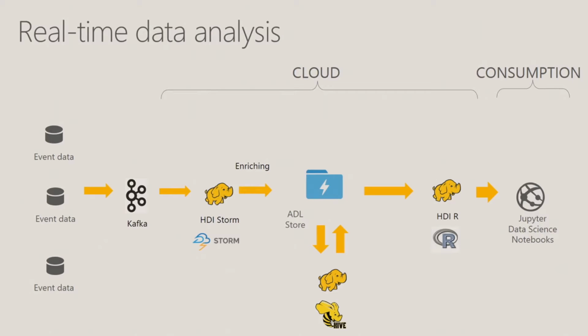You have Storm, that is Storm running on HD Insight, that is taking the data, putting it in the data lake store. You have Hive scripts that are running on top to do the batch analysis. And then you have customers doing interactive analysis using notebooks against Spark server running on HD Insight. And as you probably know, Strata is the other conference that's running in parallel in New York, and this is probably one of the most common patterns there.